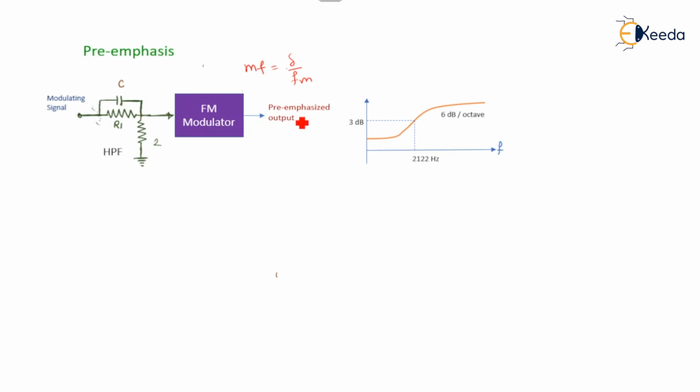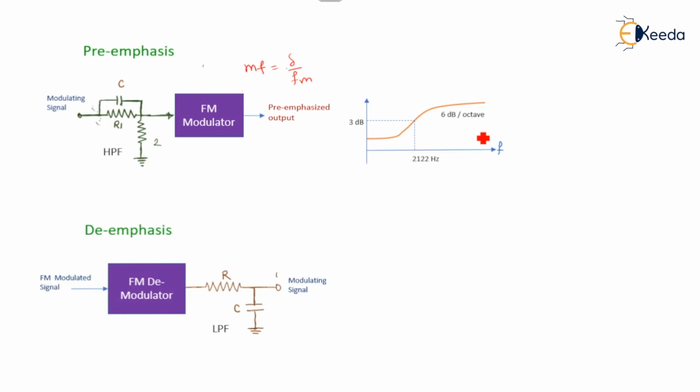So at the pre-emphasis output, the artificial boosting of the higher modulating frequency amplitude takes place. It is always at the rate of 2122 hertz, that is the RC time constant. I am indicating here the RC time constant value, and 6 dB per octave is nothing but the attenuation slope.